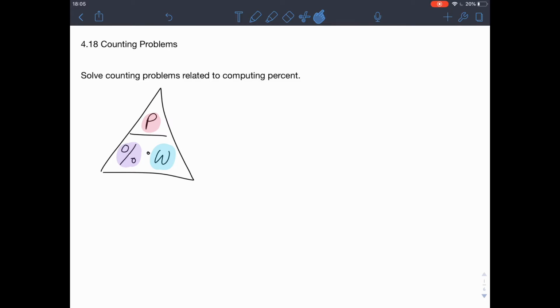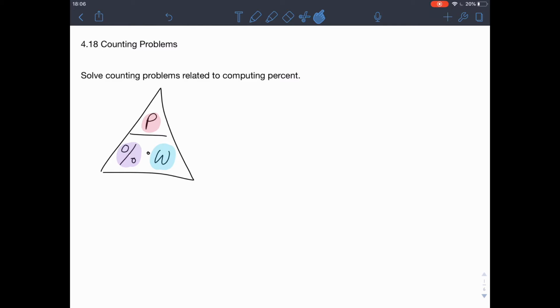Hello everyone, and welcome to 7th grade Math Module 4, Percent and Proportional Relationships. In this lesson, we're looking at Lesson 18, counting problems. Our learning goal is to make sure we can solve counting problems related to computing percent. This will help us to master Standard 7.RP.A.3, use proportional relationships to solve multi-step ratio and percent problems.